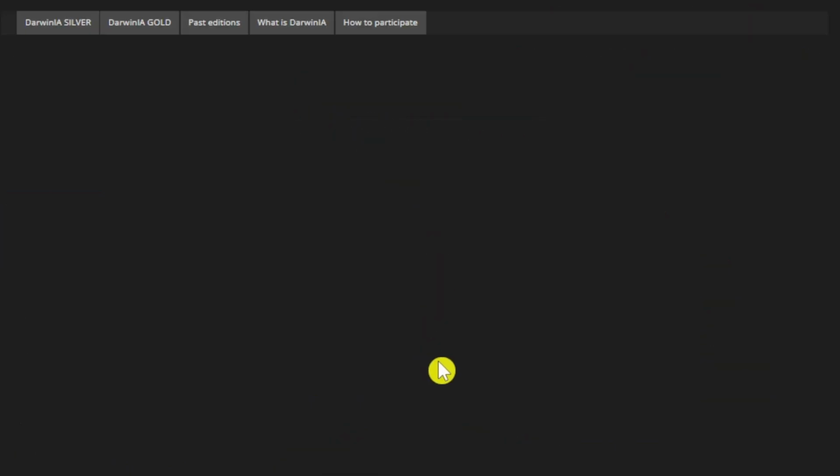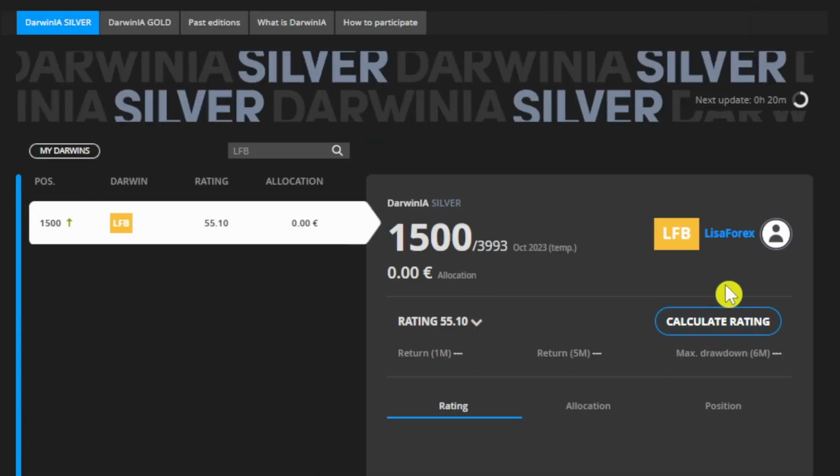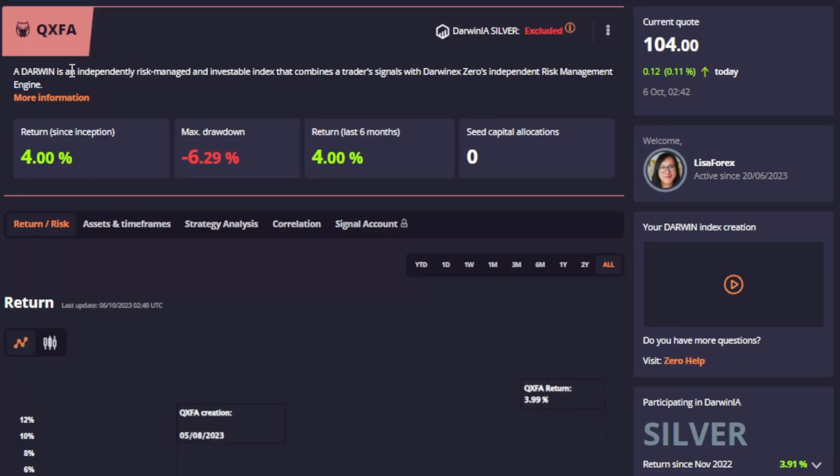I'll click this button again to see the performance since I started Darwinex Classic, and I'm down 0.19% with a maximum drawdown of 3.58. Now we're moving to Darwinex Zero, and this is my 4th account with QXFA as the code.